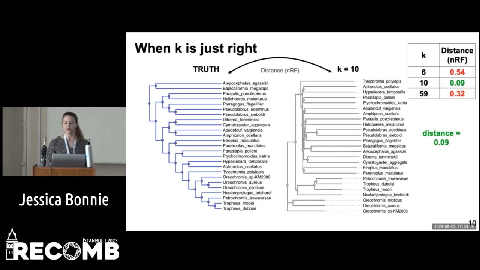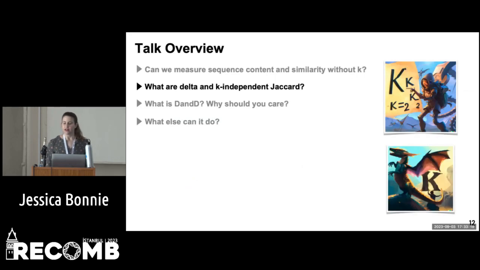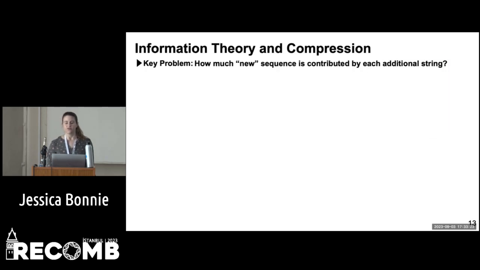All right, now we will discuss some concepts from information theory that inform our solution. In addressing the question of how much new sequence can be found in an assembly, we're aided by work in information theory related to compression, which is fundamentally related to repetitiveness and conversely to distinctiveness.